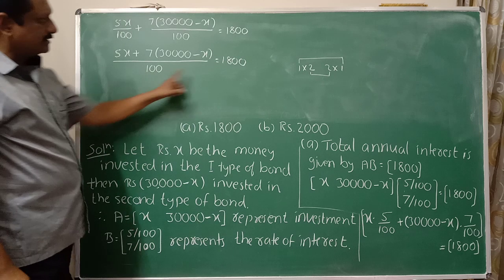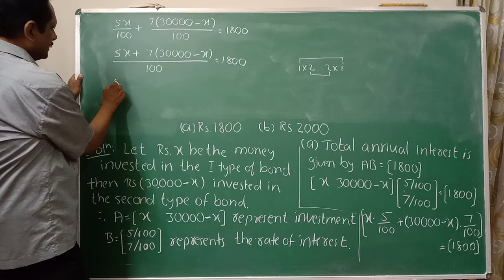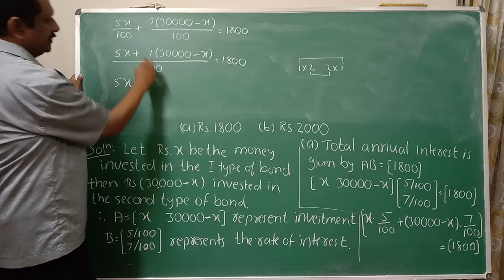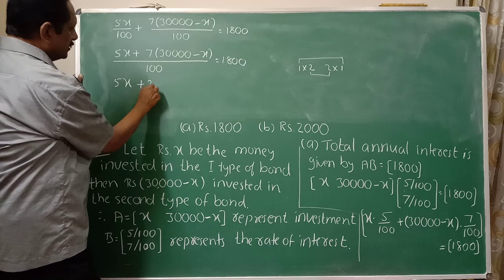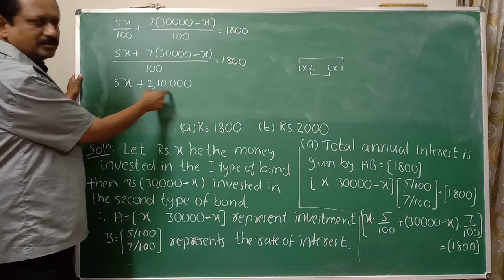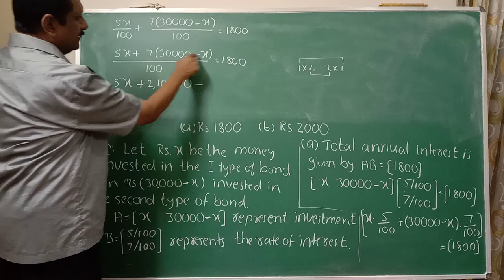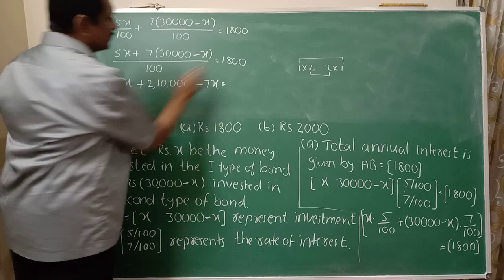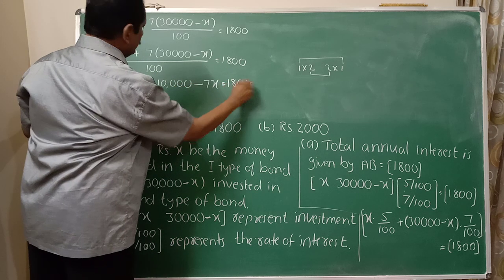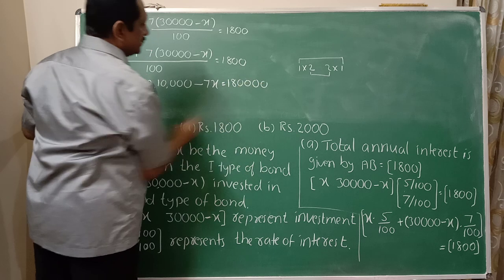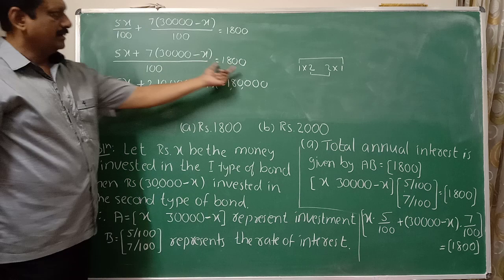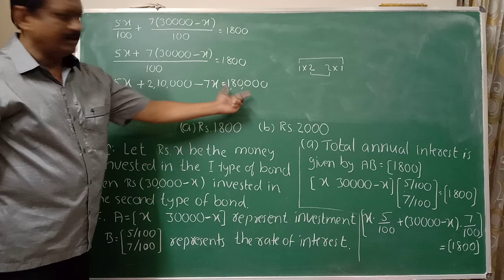Then take 100 and cross multiply. So it is 5x plus 7 into 30,000. 7 threes are 21, so it is 2,10,000, minus 7 into x becomes 7x, is equal to 100 into 1,800, which gives 1,80,000.